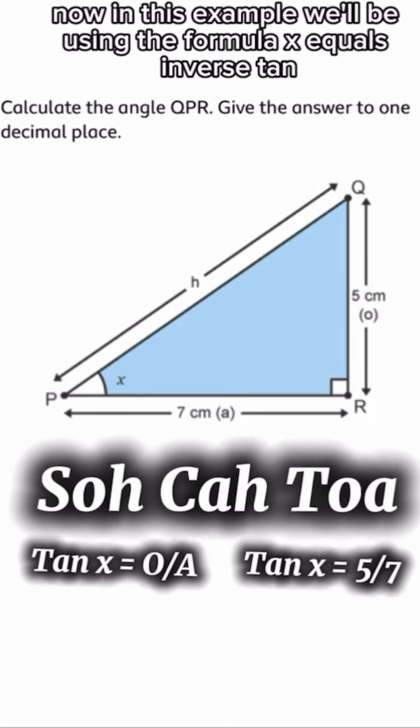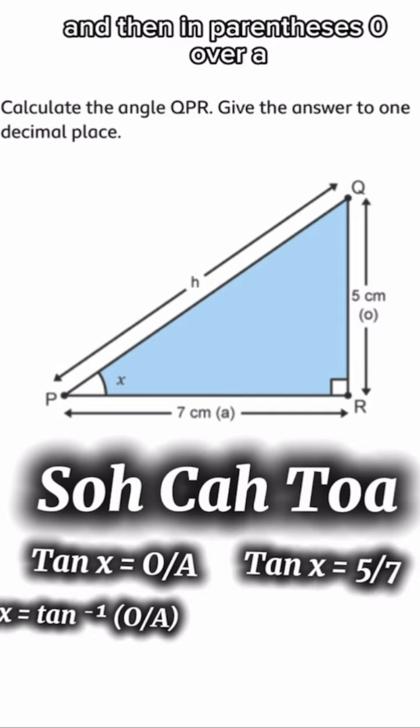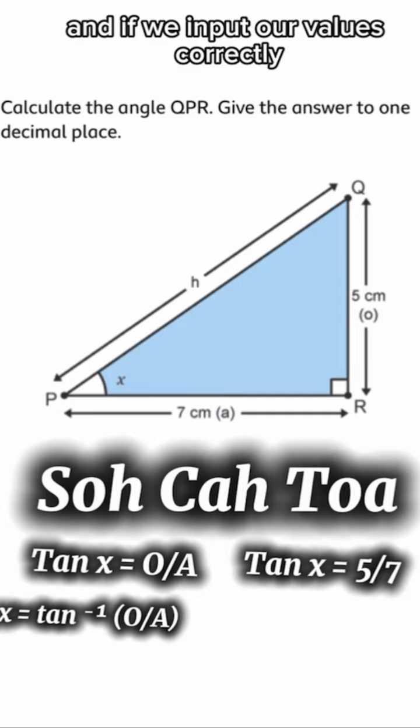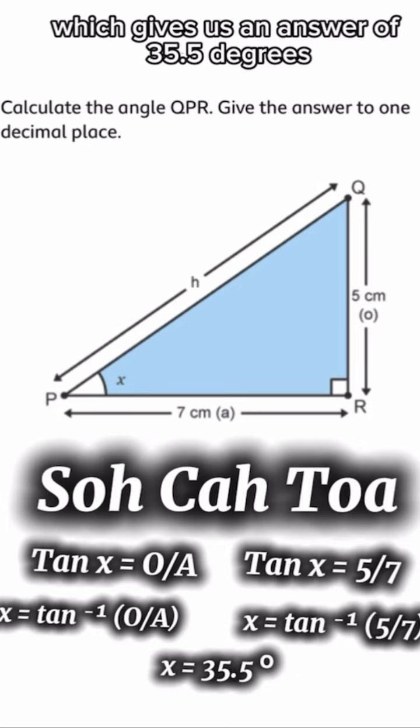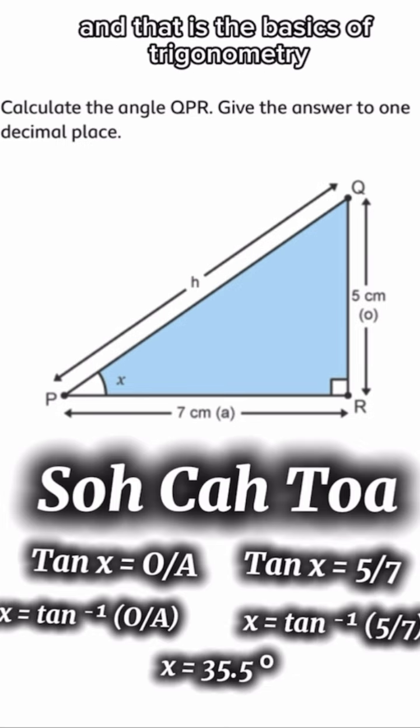Now in this example, we will be using the formula x equals inverse tan and then in parentheses O over A. And if we input our values correctly, we should have x equals inverse tan in parentheses 5 over 7, which gives us an answer of 35.5 degrees. And that is the basics of trigonometry.